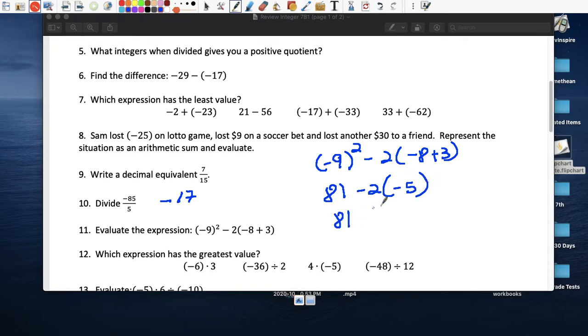81 I'm going to rewrite. We're going to multiply these two. We'll get to this later, but a subtraction stays, and you end up multiplying 2 times negative 5, which is negative 10. And eventually it's going to become 81 plus 10, right? Which gives us 91.